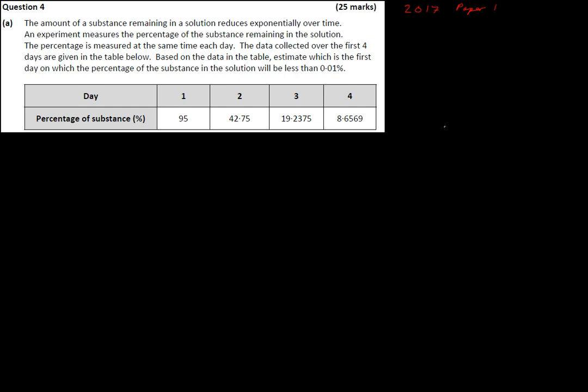An amount of a substance remaining in a solution reduces exponentially over time. I'm going to pause there for a second. I can see a list of things. I can see day 1, day 2, day 3, day 4, and I can see stuff changing here. So I'm thinking this is a patterns question, that this is a sequences and series type question. And then I see this word exponentially. And that immediately makes me think geometric.